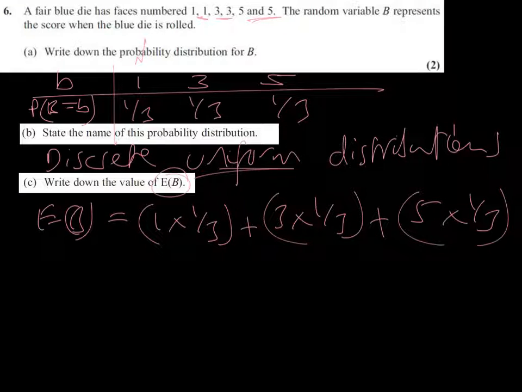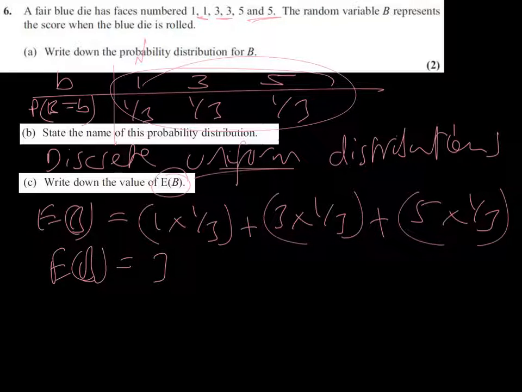If we add that all up, we should see that we get a value for E(B), the expected value of B, of 3. However, you might notice that just by looking at the distribution here, by symmetry, we can see that the expected value would be 3 as well.